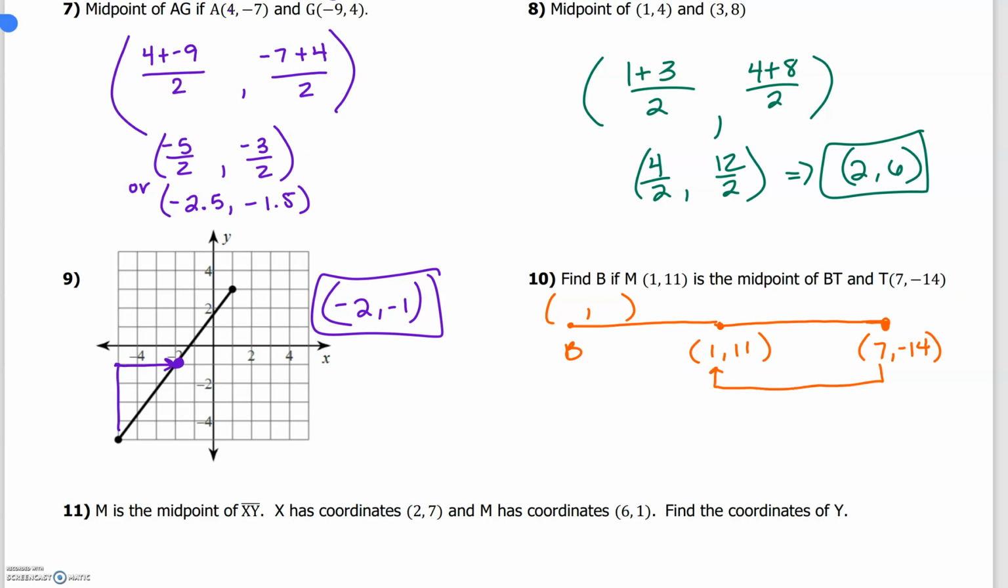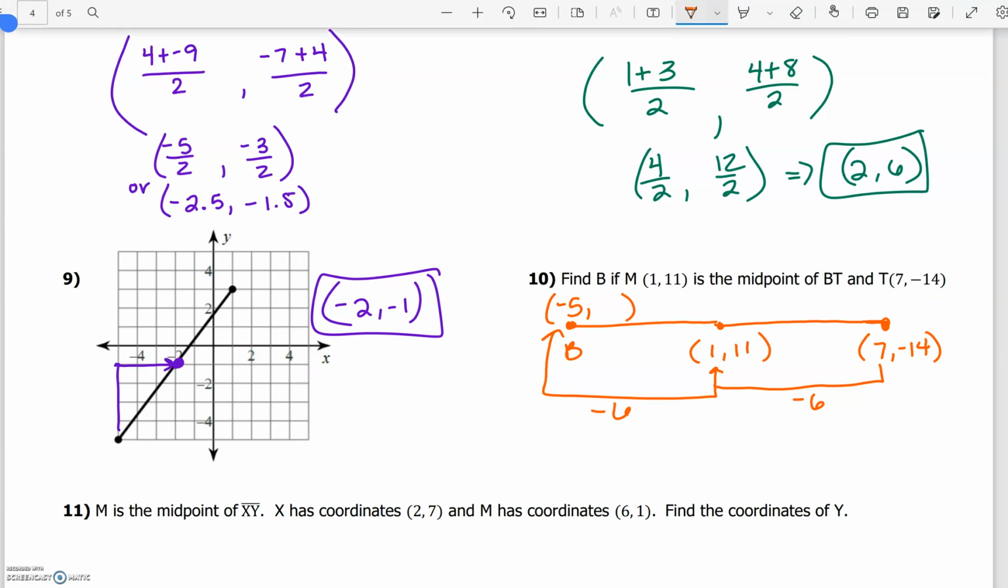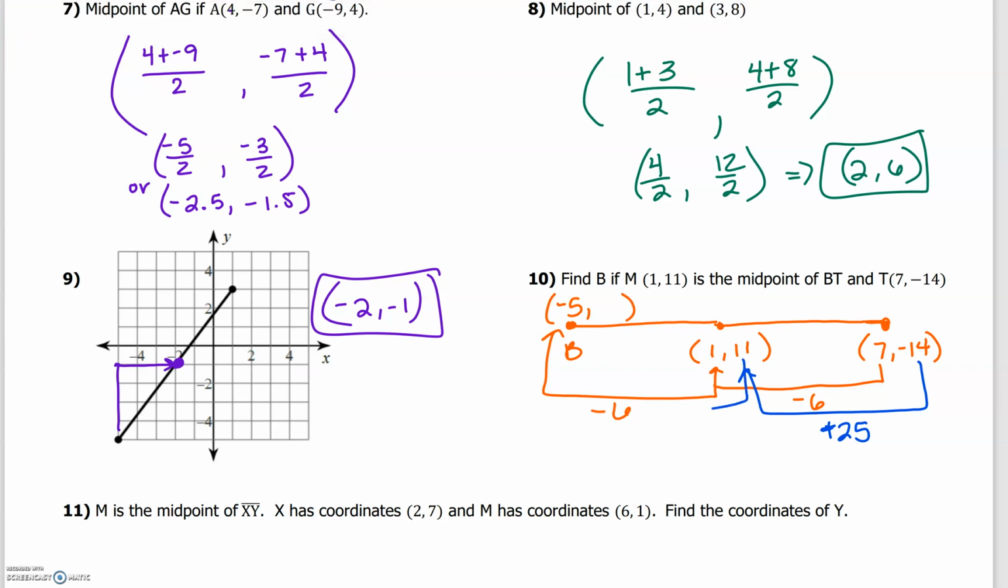So from 7 to 1, that would be subtracting 6. So we want to subtract 6 to get our x coordinate for B. So 1 minus 6 is -5. And now we're going to do that same thing for our y's. Here, -14 to 11, we would be adding 25 to get from -14 to 11. That would be an addition of 25. So we are going to add 25 to 11, and that will give me 36.